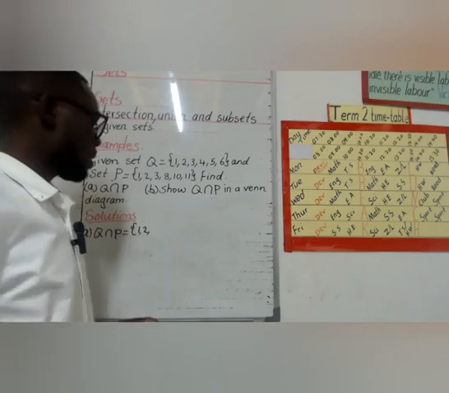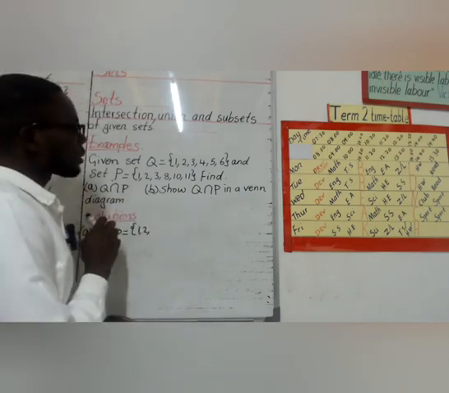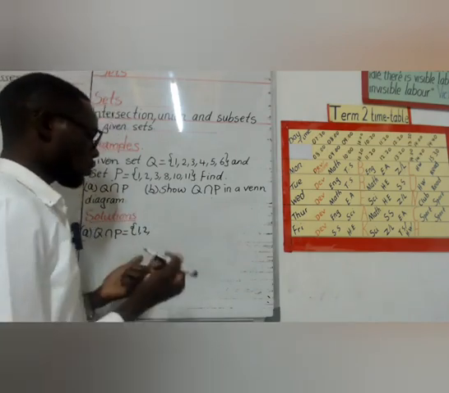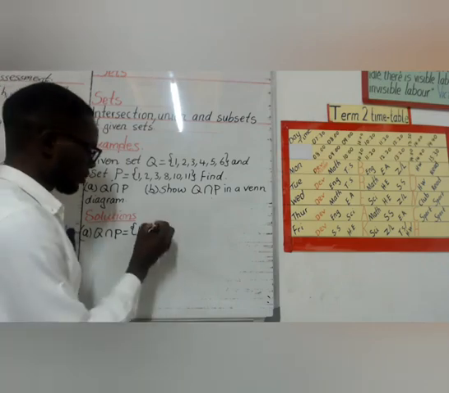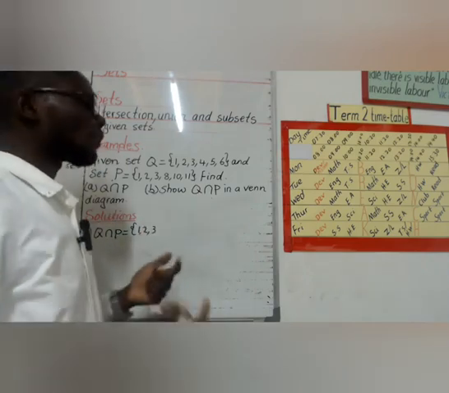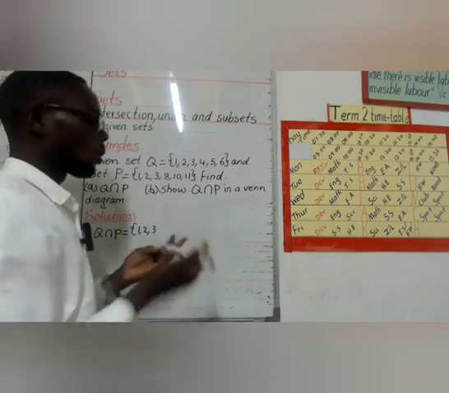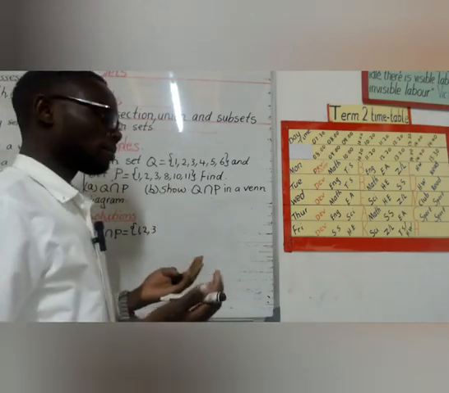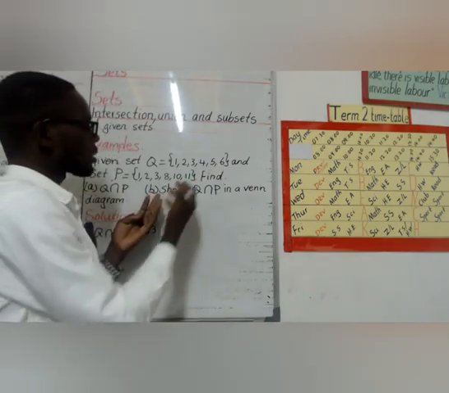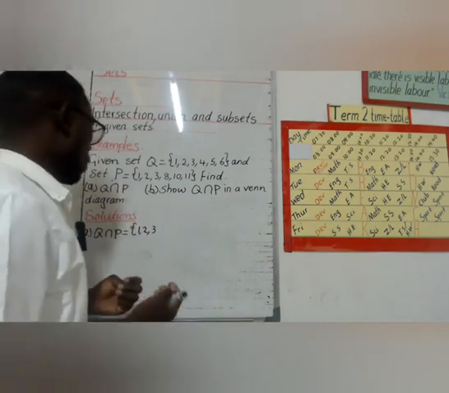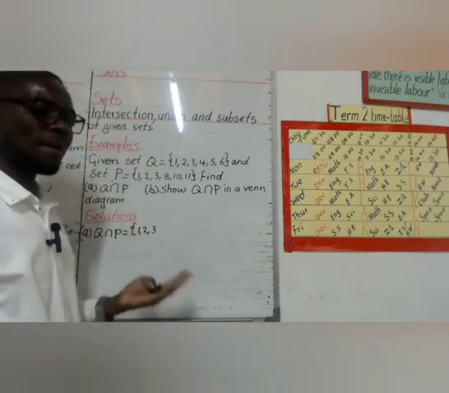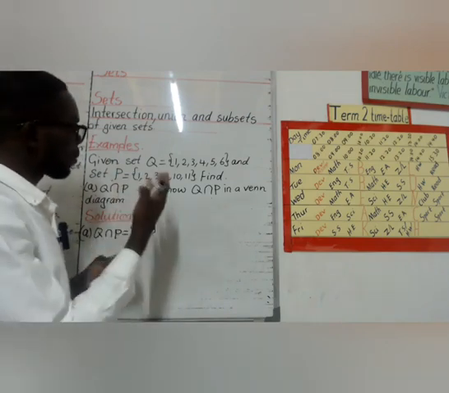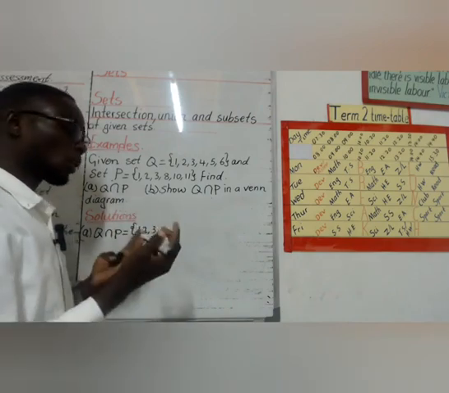2 is also a member of the intersection. How about 3? Yes, we have 3. So 3 is a member of the intersection. Do we have 4? No. Do we have 5? No. Do we have 6? No. So we have 1, 2, 3 as members of the intersection Q intersection P, and we can close now.